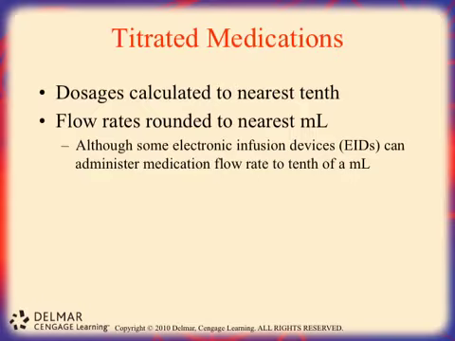Dosages are calculated to the nearest tenth, and flow rates are rounded to the nearest milliliter. There are some EIDs that can administer medication to a tenth of a milliliter, so you have to be familiar with your particular electronic infusion device. If you have a pump that can deliver a tenth of a milliliter, then you can set it accordingly.